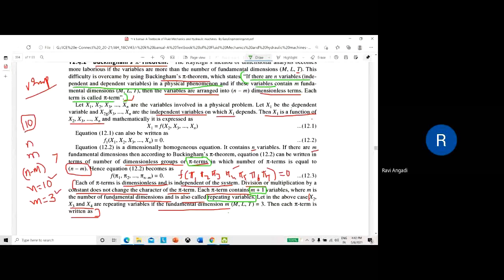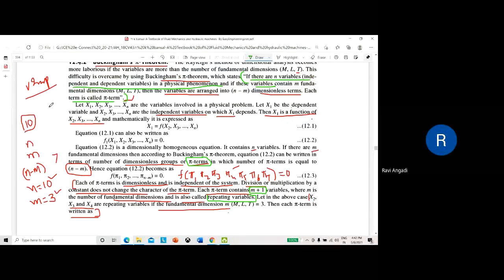You have to take the variables like x1, x2, x3 up to xn, then out of these variables you have to select which is the dependent variable and which all are independent variables. Then among these variables you have to choose m number of fundamental dimensions. Then finally you have to express n minus m dimensionless groups, and those dimensionless groups are called pi terms. Then you have to solve each pi term just by taking the repeating variables, and those repeating variables are equal to the number of fundamental dimensions.